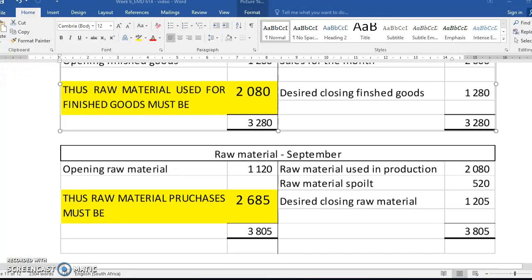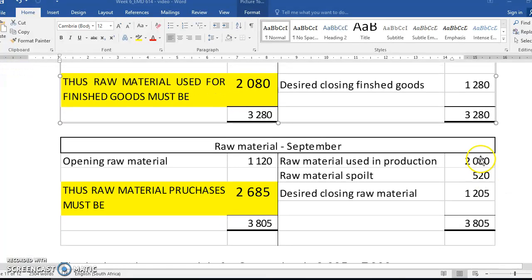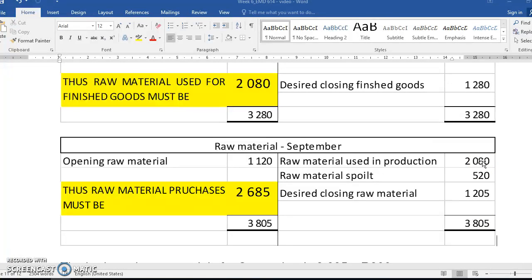And so just a reminder of how we got to that 2,080: it's 2,600, which is the 2,080 divided by 80%, and 2,600 times 20% gives you the 520, and these two added together must be the 2,600. Right.